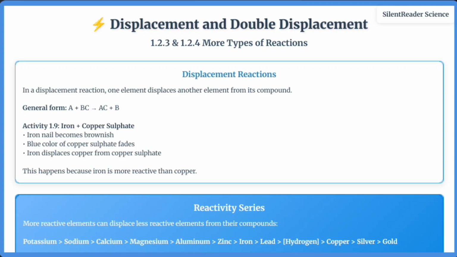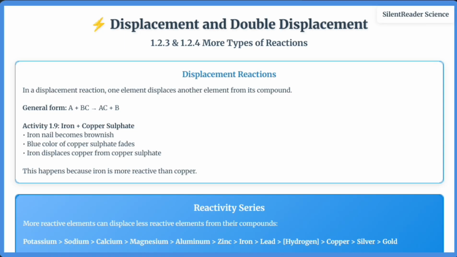Let's explore two more important types of chemical reactions: displacement and double displacement. In displacement reactions, one element displaces another element from its compound. The general form is A plus BC yields AC plus B. When an iron nail is placed in copper sulfate solution, the iron becomes brownish as copper is deposited, and the blue color fades. This happens because iron is more reactive than copper.